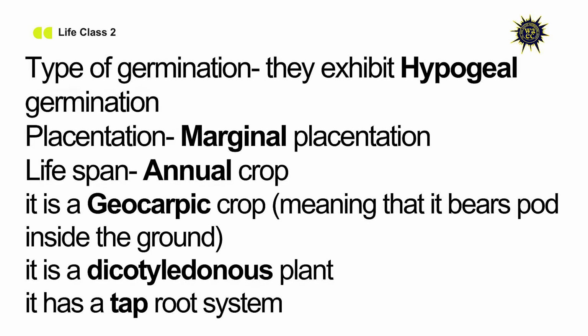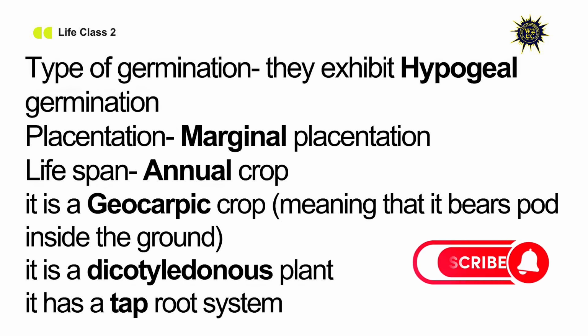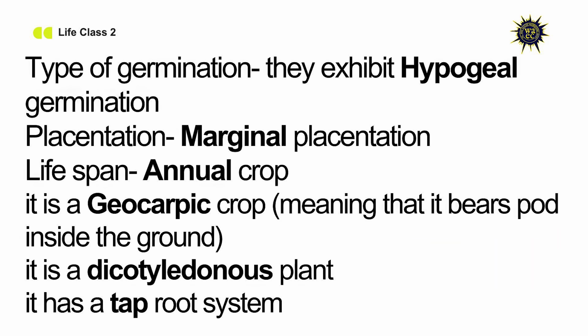Other information you need to know is the type of germination. They exhibit hypogeal germination. That means the cotyledon is buried underground. It is not brought above the soil. Then for the placentation, it has a marginal placentation. That means the seeds are attached to the margins of the pod. Then the lifespan, it's an annual crop. It completes its life cycle in one planting season.